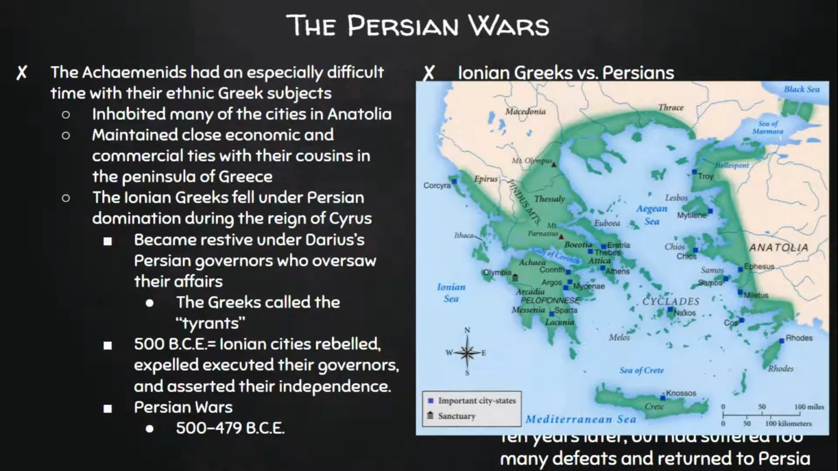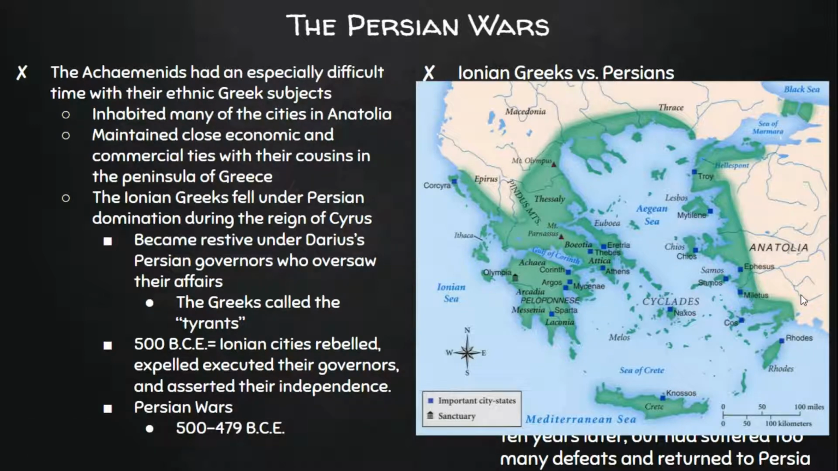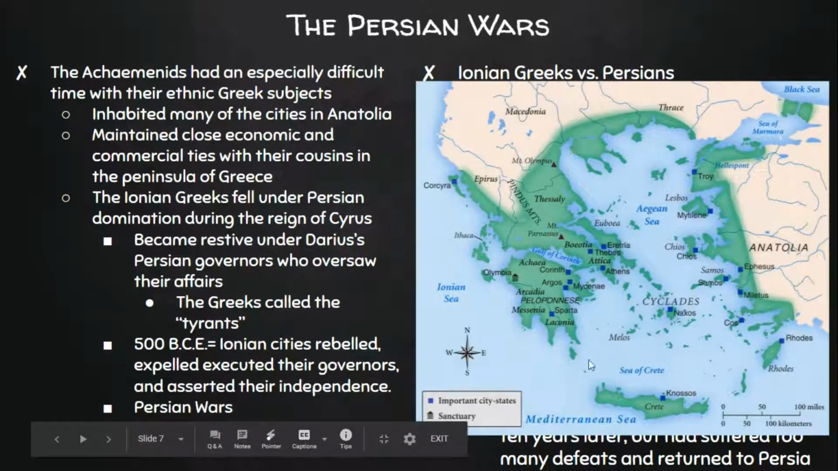And we're going to look at the Persian Wars. The Achaemenids had an especially difficult time with their ethnic Greek subjects. These Greek subjects mainly inhabited the cities in Anatolia, that is shown right here on your map, and they would have been the areas that are in the green to the eastern side. They maintained close economic and commercial ties with their cousins in the peninsula of Greece, which is the western side of this map.